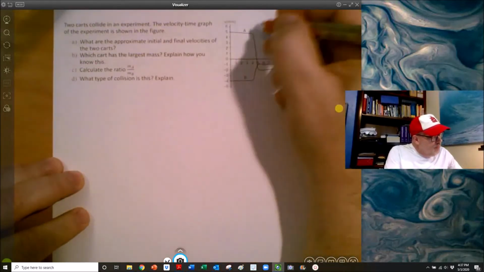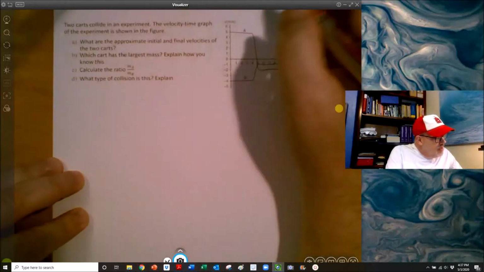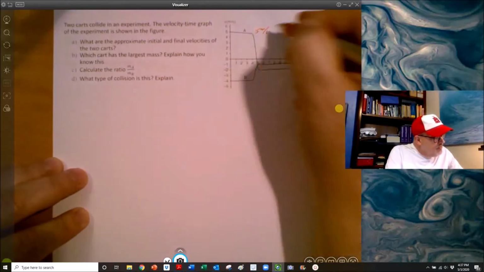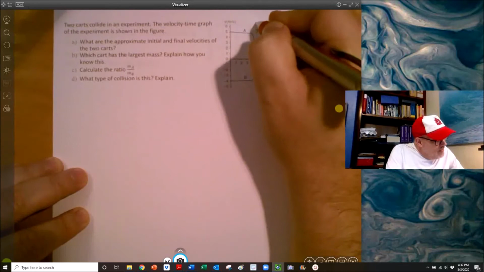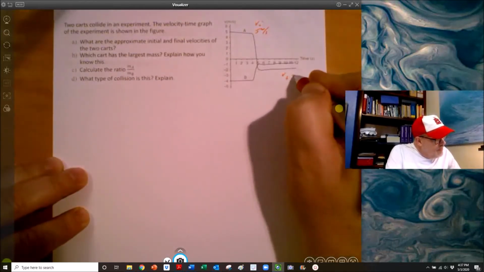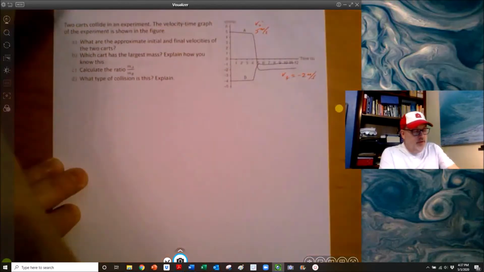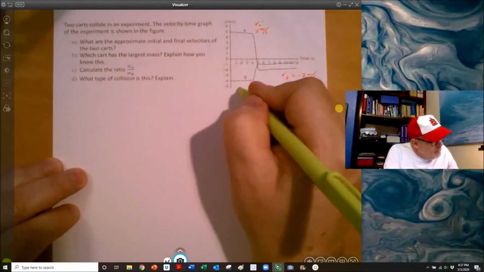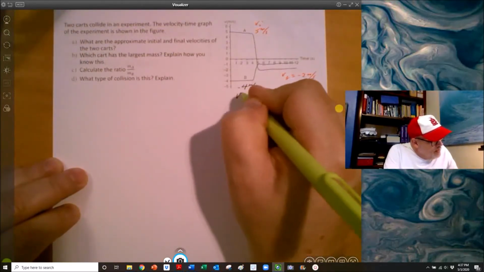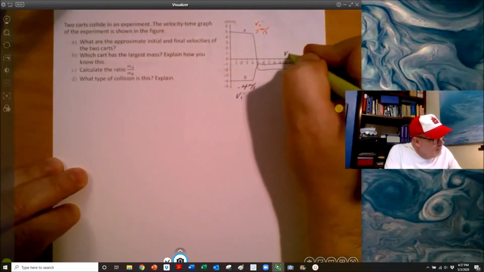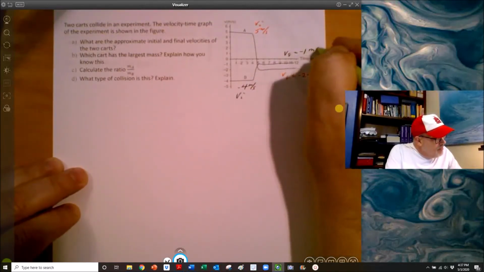All right, so this one, I'm going to do orange for A. That's about 5 meters per second. And at the end, so that's the V initial. And the V final looks to be about -2 meters per second. And then cart B looks like it's starting at -4 meters per second as its initial velocity, and its final velocity looks to be about -1 meter per second.